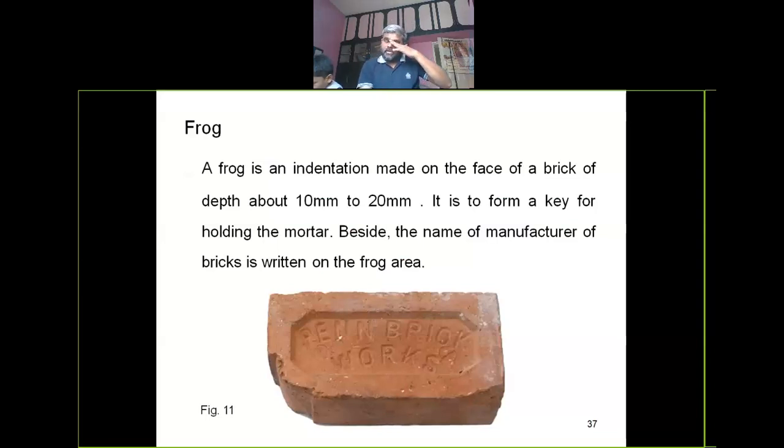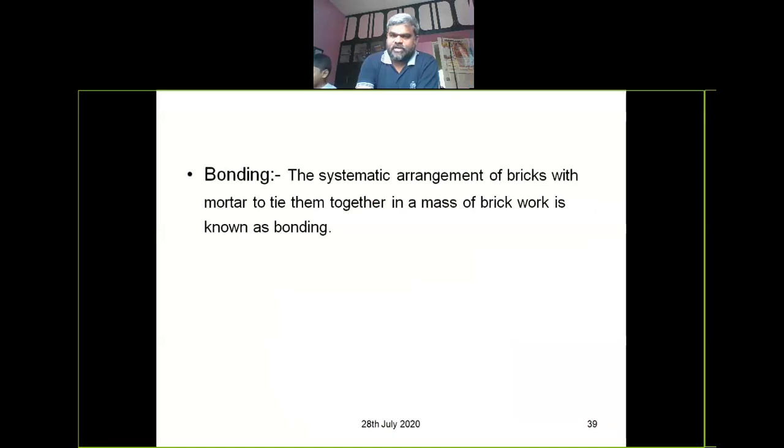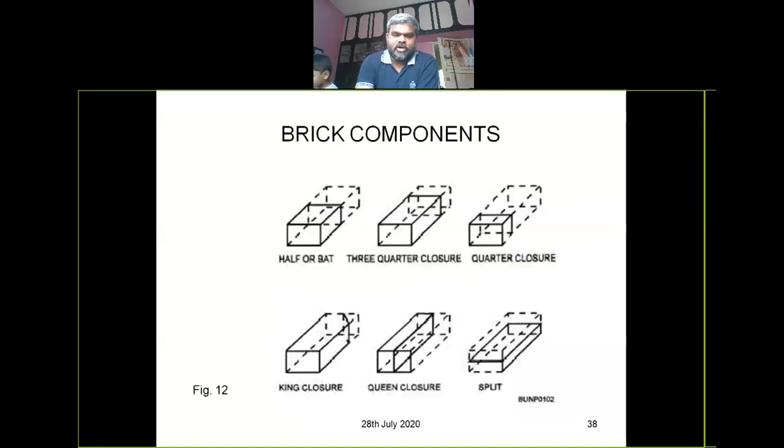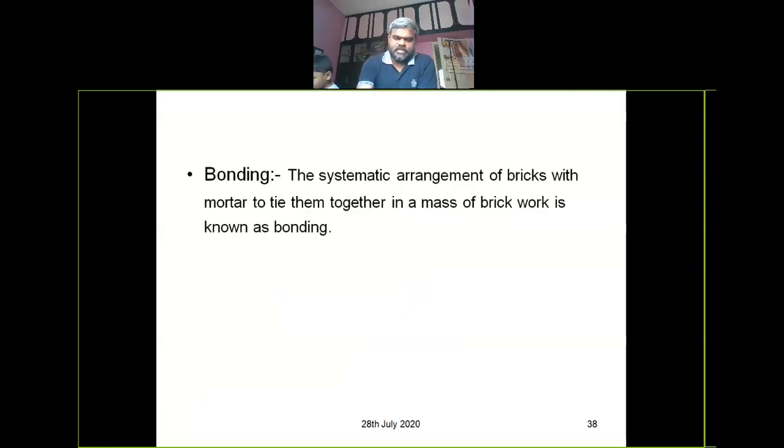Frog: a frog is an indentation, means mark, made on the face of the brick of depth about 10 mm to 20 mm. It is to form a key for holding the mortar. Besides, the name of the manufacturer of bricks is written on the frog area. Brick components: half bat, three-quarter bat, quarter bat, king closer, queen closer, and split are also given.